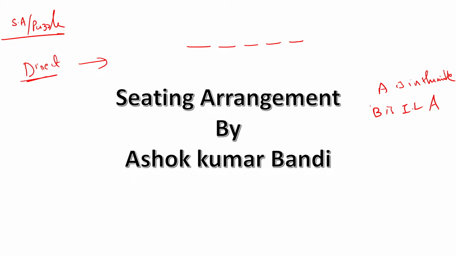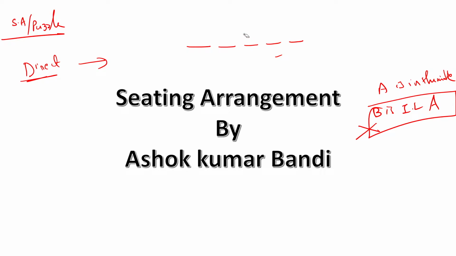Now, if I want to start with this clue, I can't solve, because why? If I place A here, B is going to be here. If I place A here, B is going to be here. If I place A here, B is going to be here. So there are so many possibilities. That's why you should never start with these kinds of clues. That's why we search for direct clues.